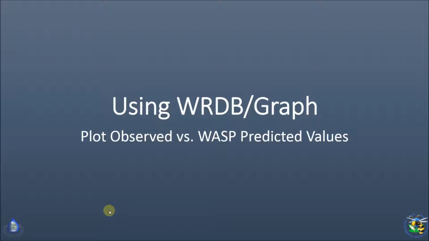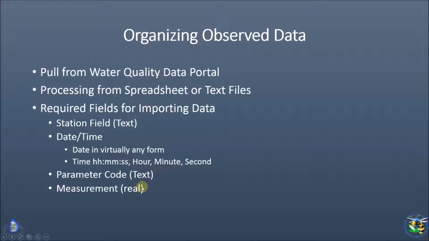This video is going to illustrate how to use the Water Resources database to import field measured data into a form that can be used to compare WASP predicted values, what was measured in the stream. So we're going to talk about different ways of where you can get your observed data, how it needs to be organized to a form that can be readily accessible by WRDB Graph to compare with WASP model predicted data.